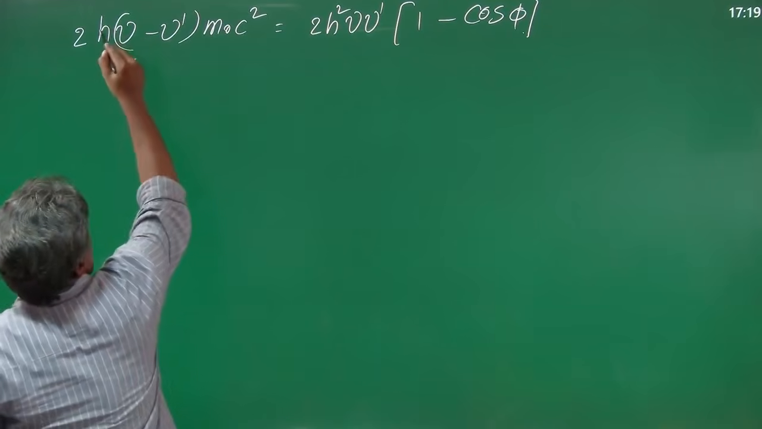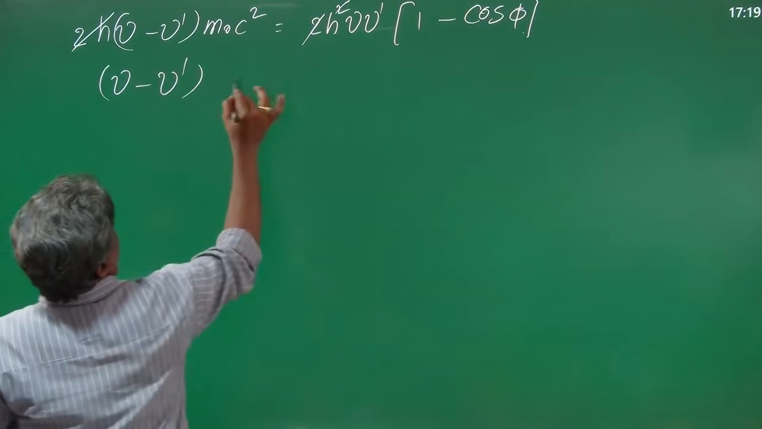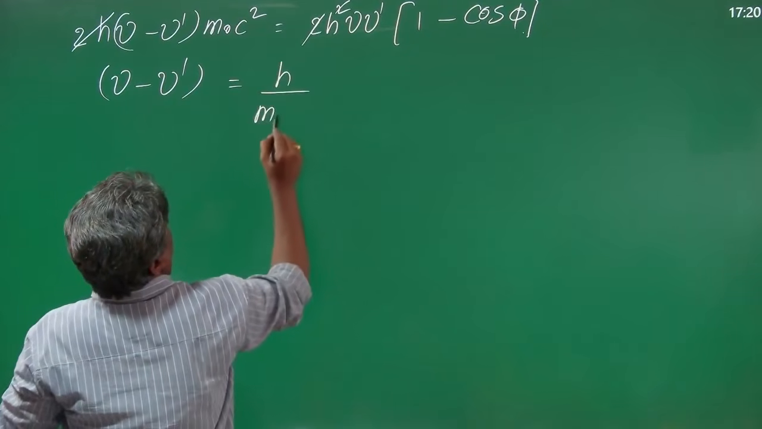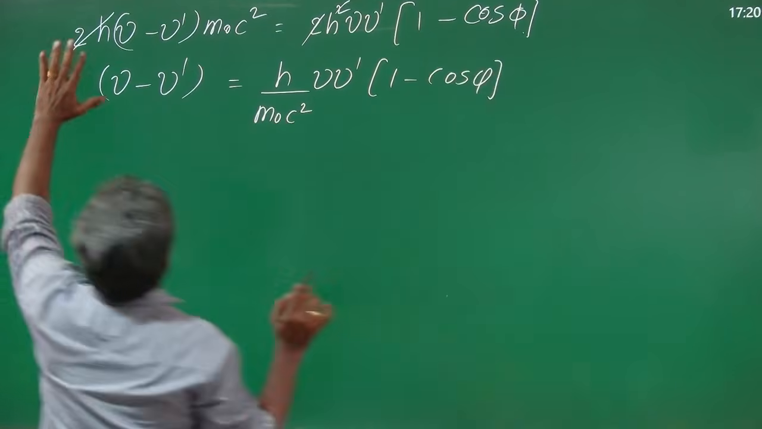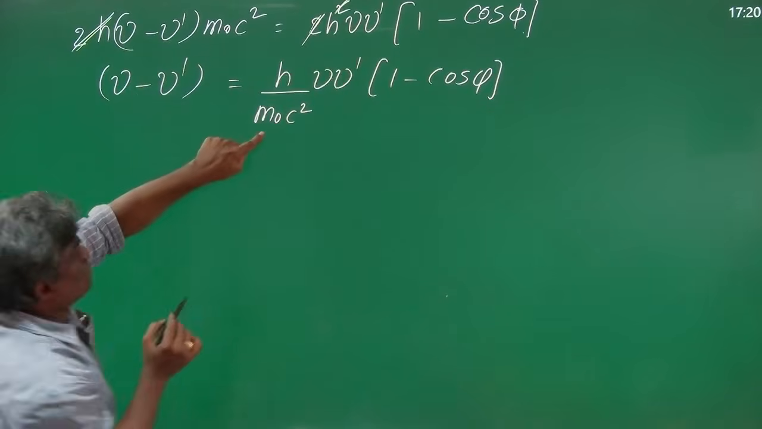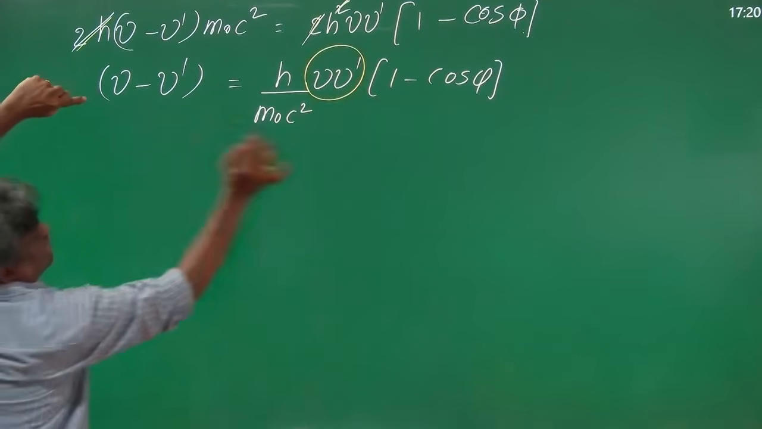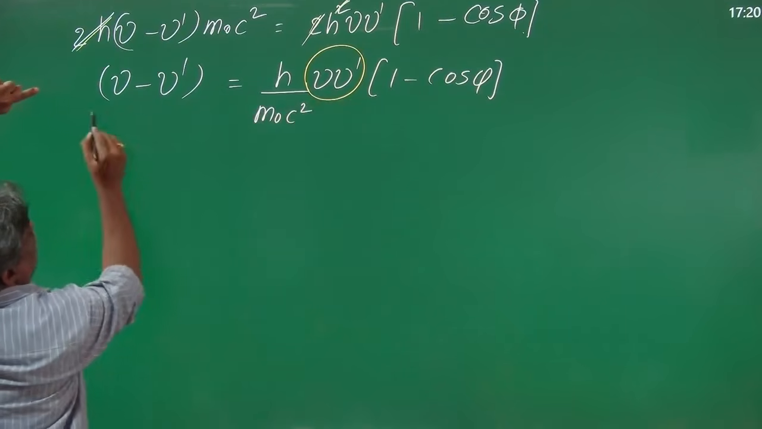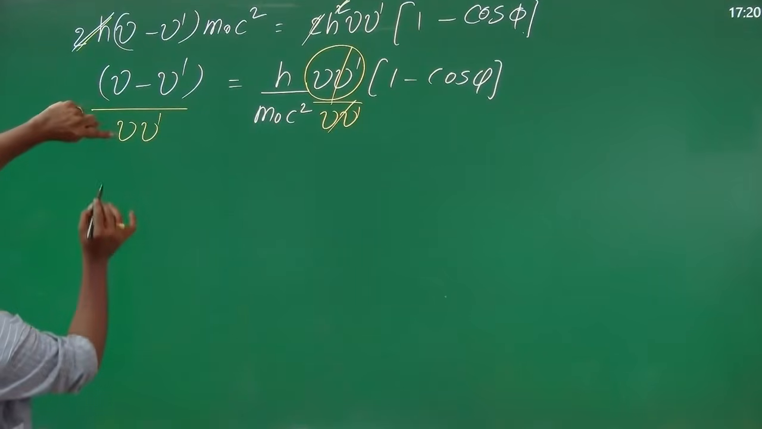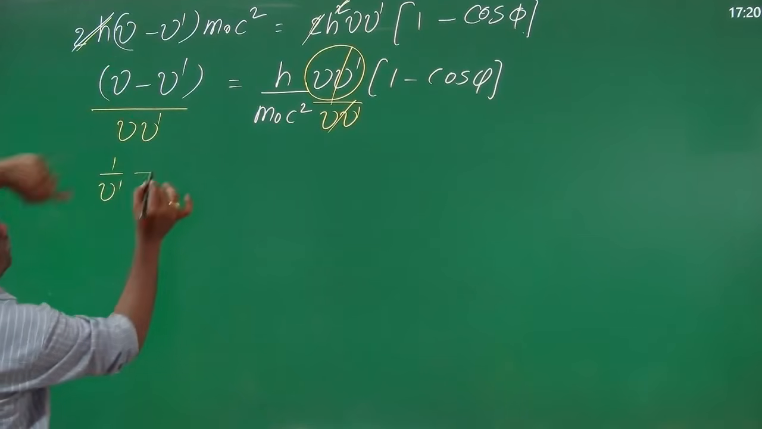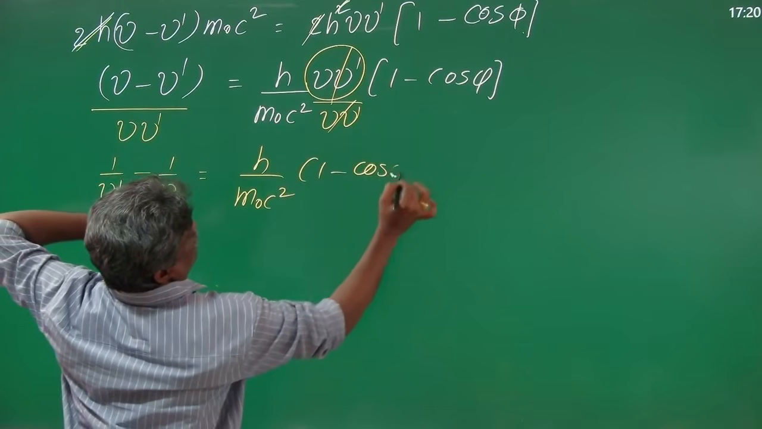Okay. So now 2h and 2h square get cancelled. You get nu minus nu prime equal to h by m naught c square nu prime into 1 minus cos phi. I just cancelled this, and I bring this m naught c square this side. Now I am going to divide the entire thing with nu prime. These two give nu by nu prime, nu prime by nu prime, equal to h by m naught c square into 1 minus cos phi.